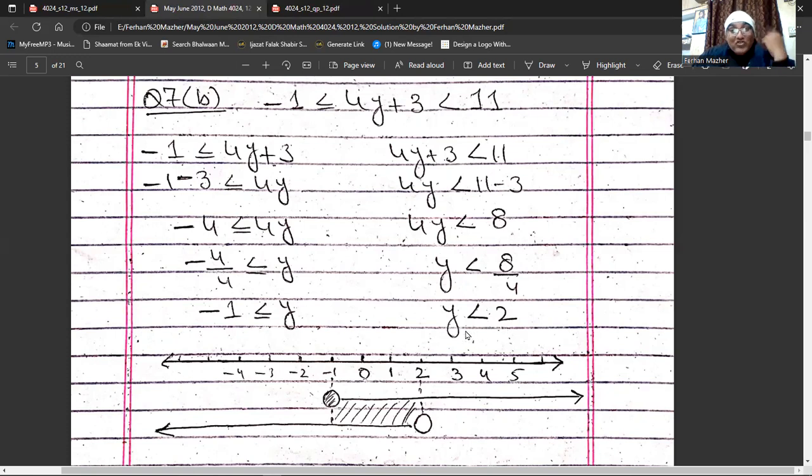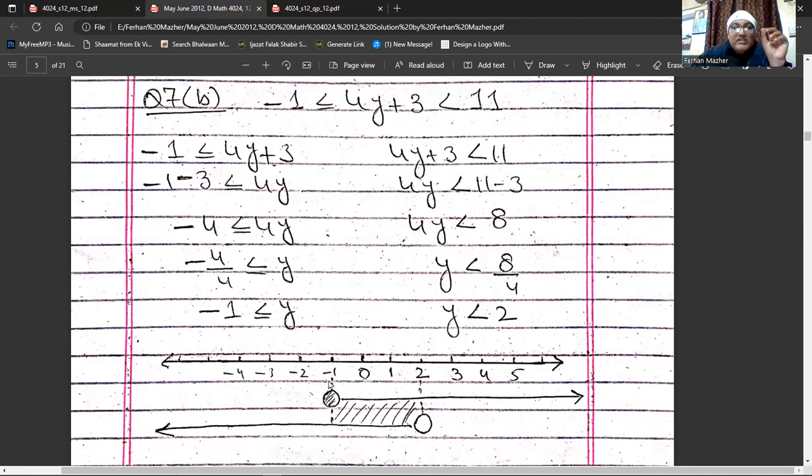Then I will represent this on the number line. So I will make a circle, but I will not shade it because this is only less than. So there is no equals to, okay? So because y is less than 2, the arrow will be to the left. So the overlapping portion between these two solutions is this portion. This portion is overlapping, so I have shaded it.